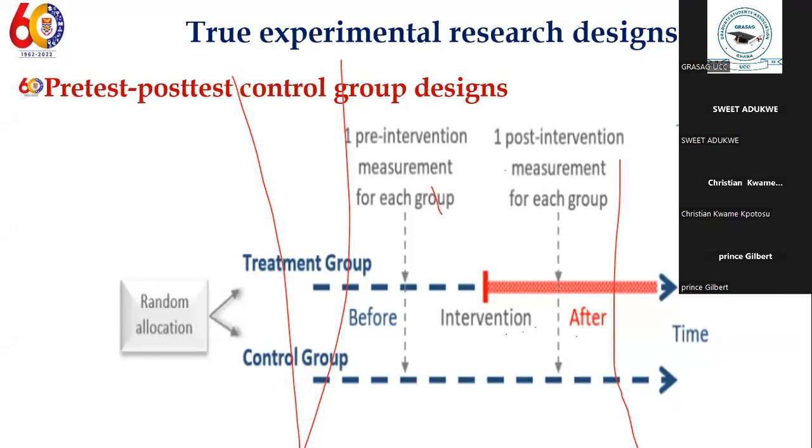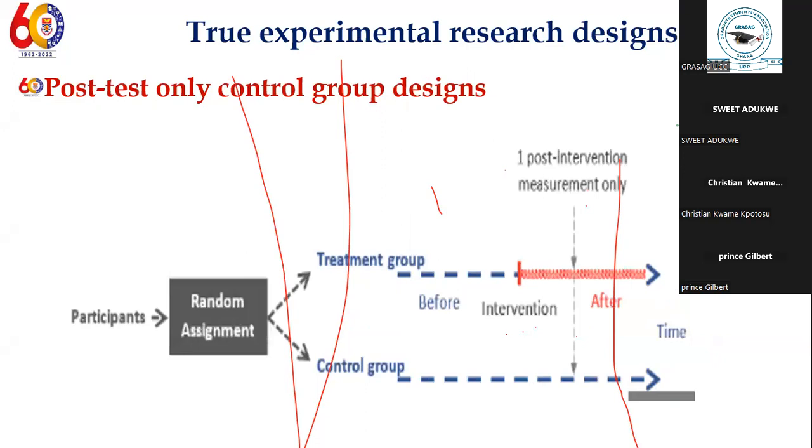Again, when we are now looking at the treatment group and the control group, how are their test-taking behaviors changed over time as a result of the intervention? We compare the two using the independent sample t-test to see whether there are differences in their test-taking behaviors after your intervention. The next one is the post-test only control group design.